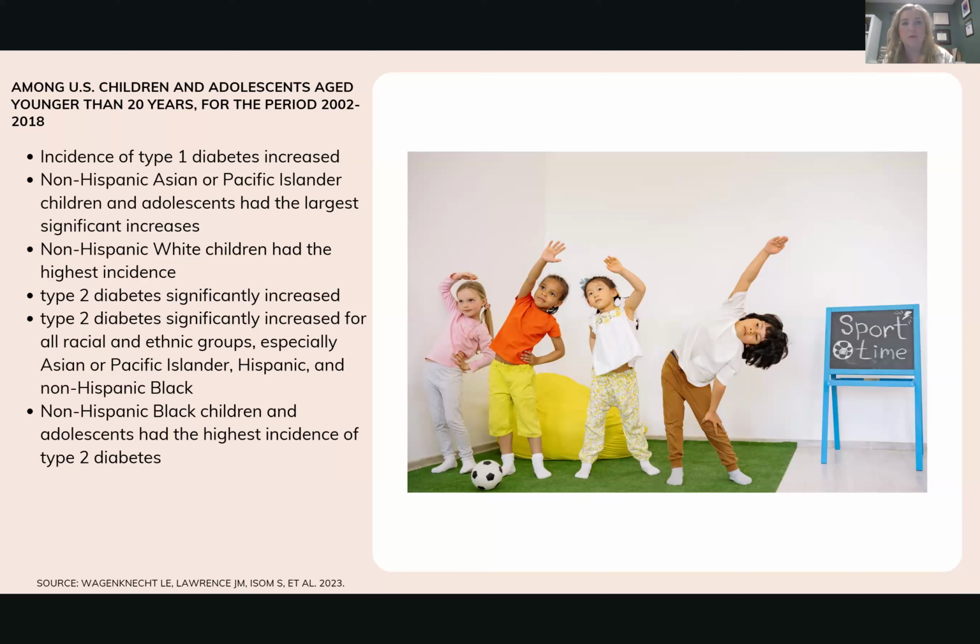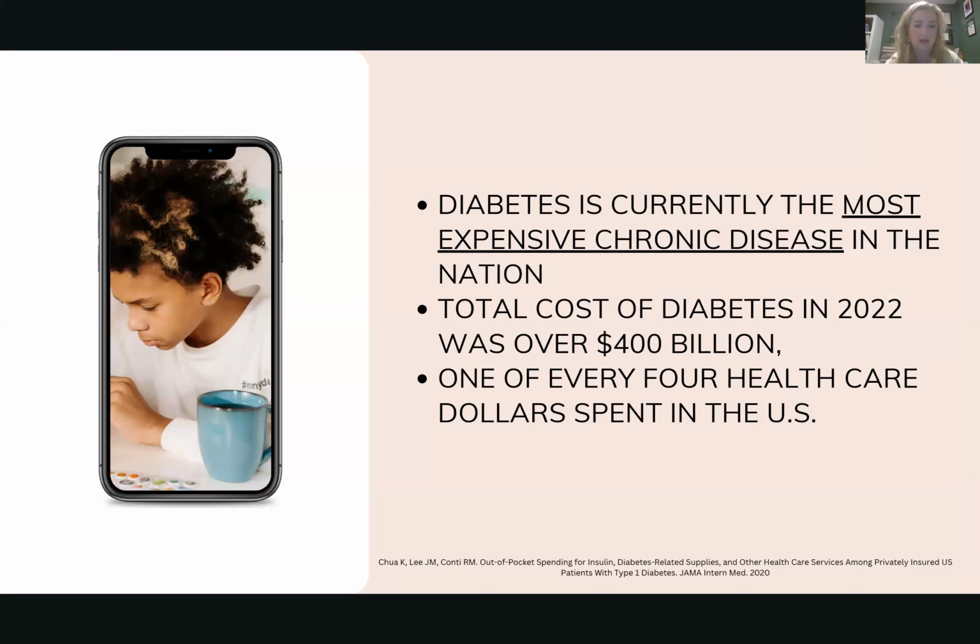We also see that non-Hispanic white children had the highest incidence. We've seen that type 2 certainly also has increased. And we've seen it increase in all racial and ethnic groups, including some of the ones that I mentioned on the previous slide. And non-Hispanic Black children and adolescents had the highest incidence of type 2 diabetes in these most recent numbers we got. So I will talk about that. So we'll put a pin in that as I go over some of this.